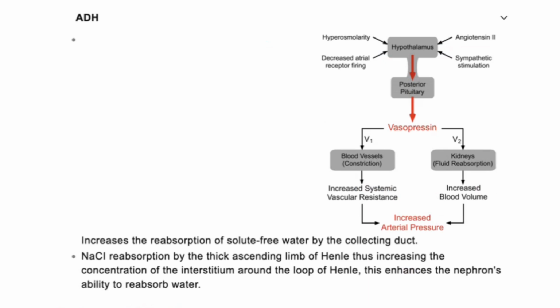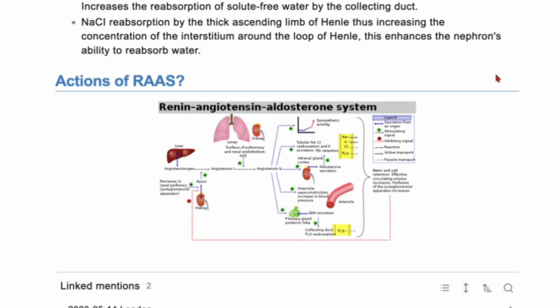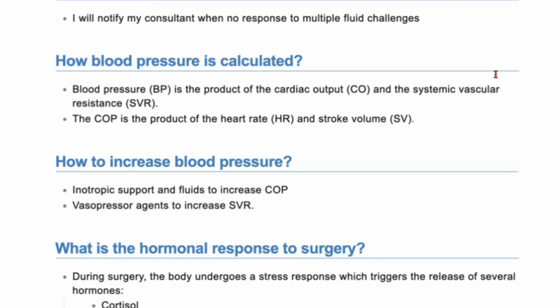All right. We talked about RAS in the previous lecture. It's the same thing here, basically. So it leads to vasoconstriction of veins and arterioles, and salt and water retention by ADH and aldosterone. Not sure if there's anything to mention here.